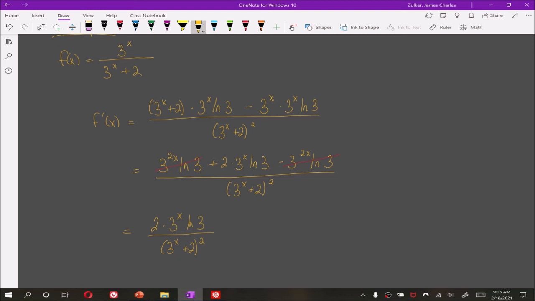Now we can keep going if we want. Let's write this instead as 3 to the x times 2 log 3. Well, now using properties of logarithms, we can write this as 3 to the x log 9 over 3 to the x plus 2 squared.